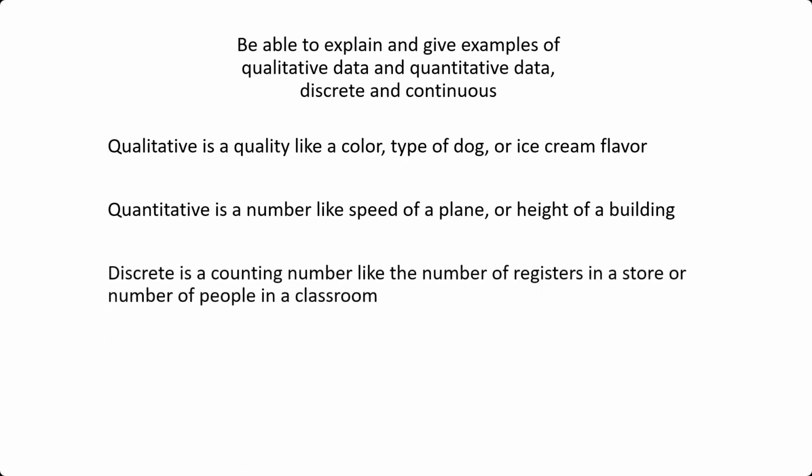Discrete is counting numbers, like the number of registers in a store, the number of people in this room. It's not going to be a decimal or a fraction. Number of televisions sold on Black Friday: they're not going to sell part of a television. So those would be counting numbers, no fractions or decimals.